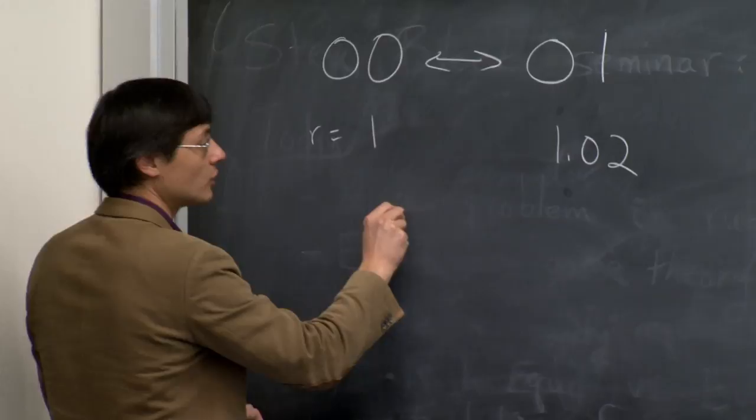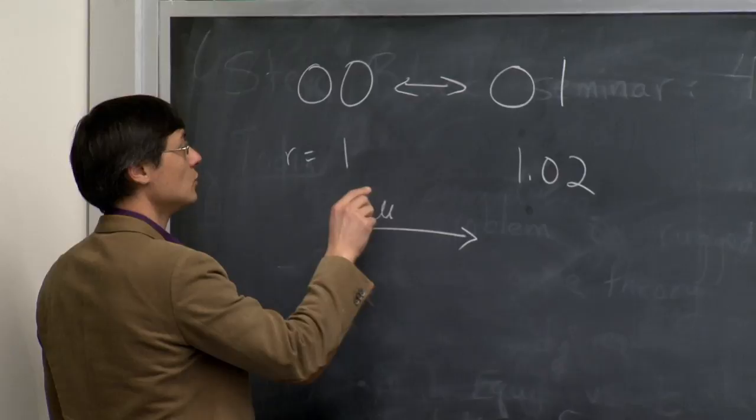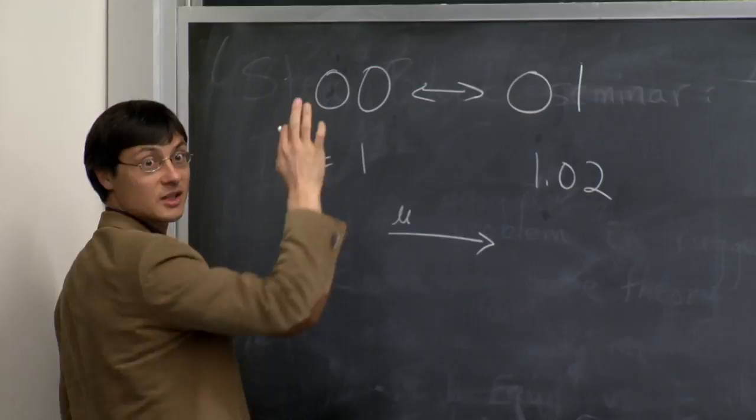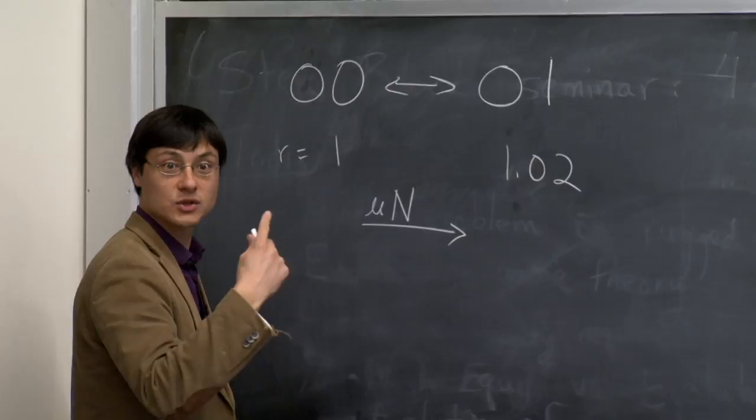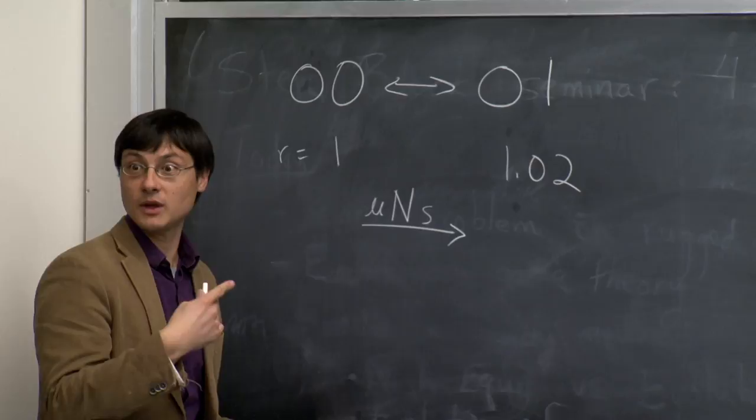The rate of going forward: we sample mutations at a rate mu, and this is mu only for this one state, because we're pretending that we're not going to mutate the other one. So this is mu n, you have mutations appearing, times s, 0.02, which is the probability that it'll actually fix in the forward direction.